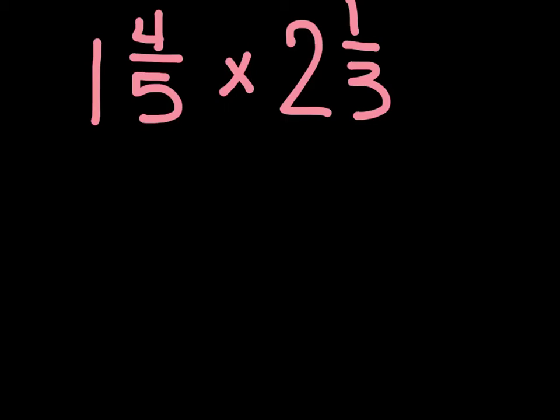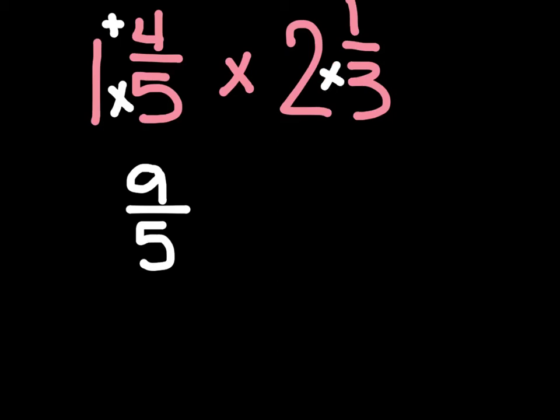So what you want to do is convert this to an improper fraction. 5 times 1 is 5, plus 4 is 9. Remember that your denominator stays the same. You also want to do it with your other mixed number. So 2 times 3 is 6, plus 1 is 7.